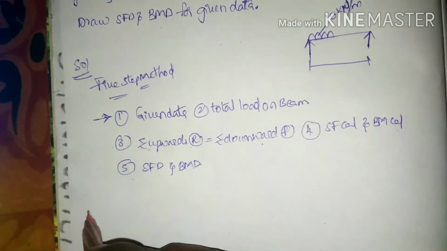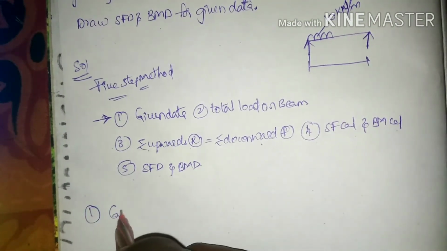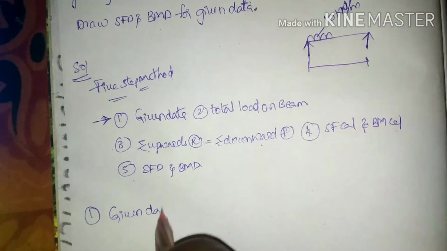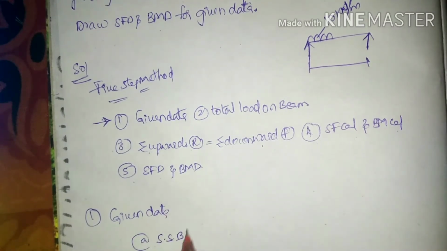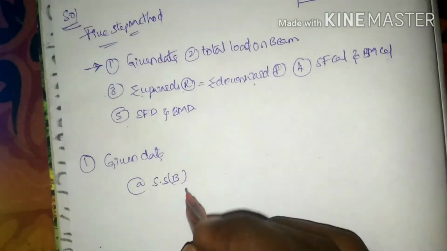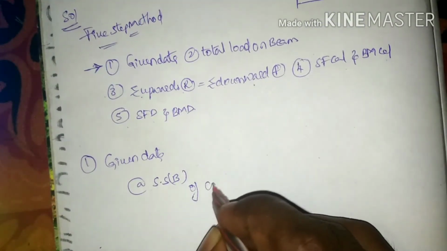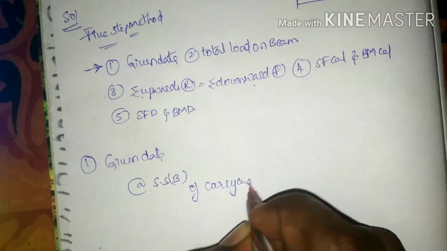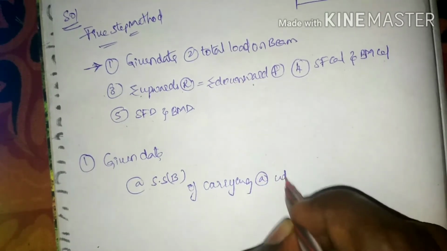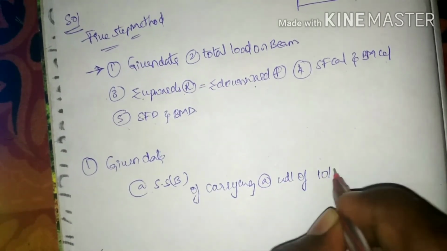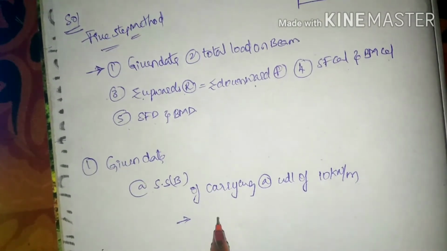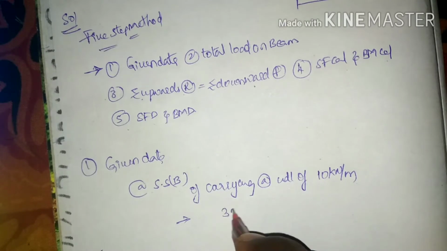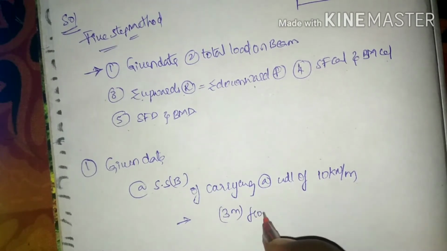Here our first step is the given data. What is the given data here? A simply supported beam carrying a UDL of magnitude 10 kilonewton per meter, and this UDL is acting for a span of 3 meters from the left support.